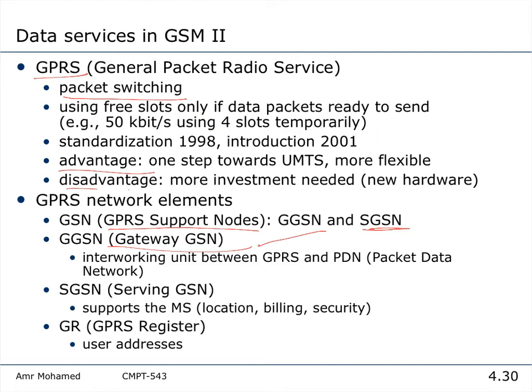So those two components are IP-based. And in fact, for GPRS, the mobile stations will get assigned an IP address. In addition to all the other identifiers, the mobile stations will have an IP address. And this IP address is a private IP address. We know the difference between private IP address and public IP address, which means that one of the functions of the gateway GSN is to provide network address translation.